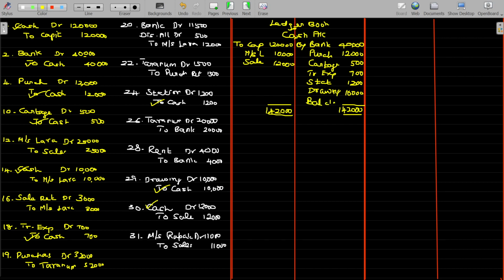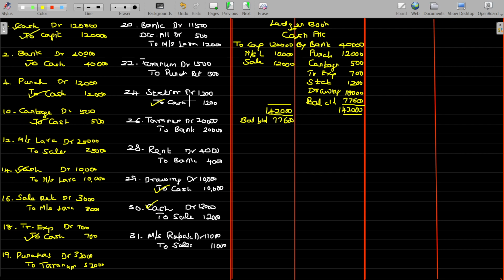Balance carried down. The balancing figure being balance carried down. 64,400 is the credit side total. 77,600 is the balancing value. Now I'll rewrite here as balance brought down. Balance brought down, 77,600.